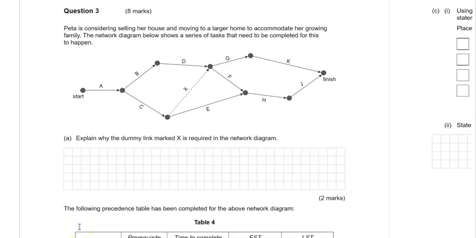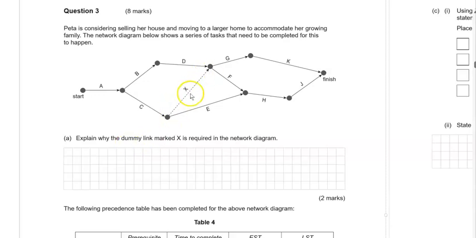In today's video, I'm going to be going through the solutions for question 3 of the 2024 SACE Stage 2 General Mathematics exam. You can see it's a question on the critical path method. It says here, Peter is considering selling her house and moving to a larger home to accommodate her growing family. The network diagram below shows a series of tasks that needs to be completed for this to happen. Explain why the dummy link marked X is required in the network diagram.